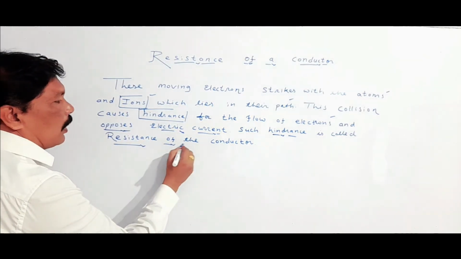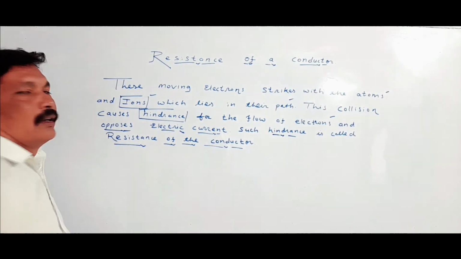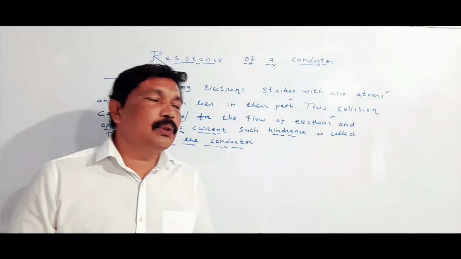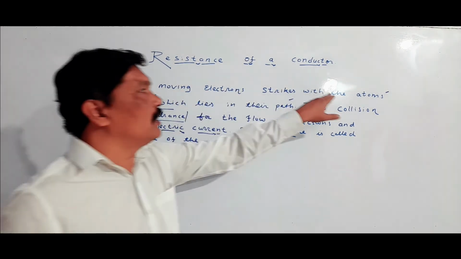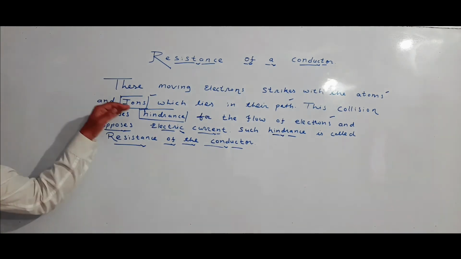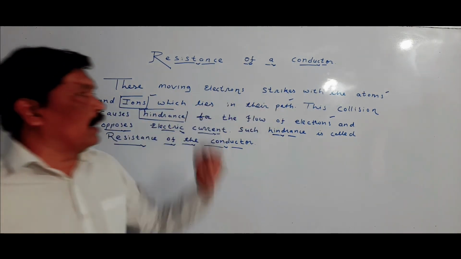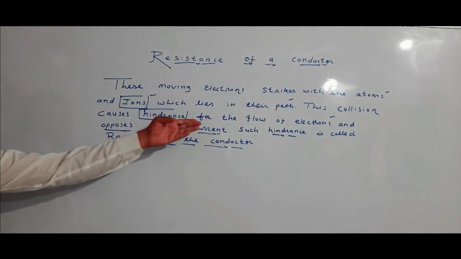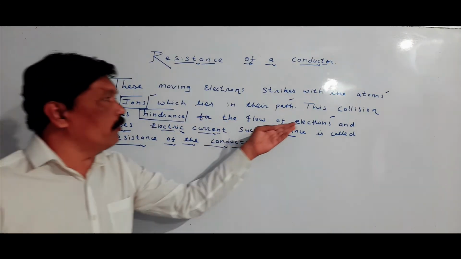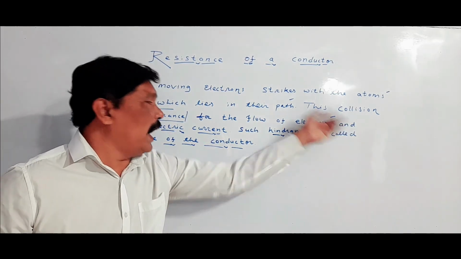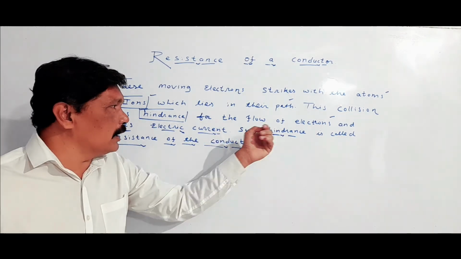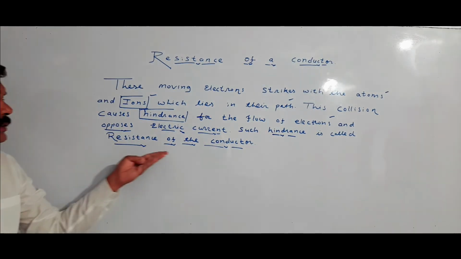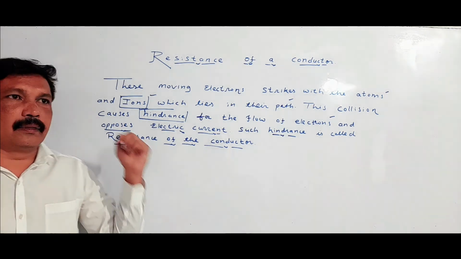Such hindrance is called resistance of the conductor. My dear student, these moving electrons strike with the atoms and ions which lie in their path. This collision causes hindrance for the flow of electrons and opposes the electric current. Such hindrance is called resistance of the conductor.